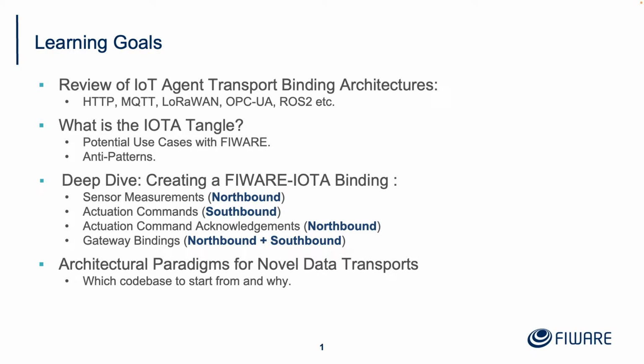FIWARE catalog. There are a series of free-to-use open source software which covers a wide range of potential use cases from HTTP through to OPC-UA. There's been a recent development in the robotics area on ROS2, for example.